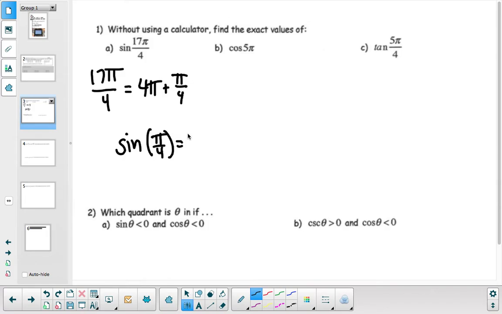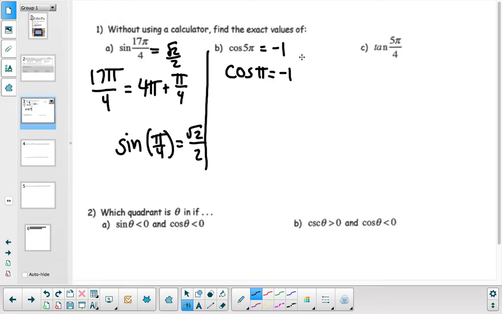We know sine of pi over 4. We're well versed in this one so far. So this is root 2 over 2. Okay, same thing for this one. I'm going to take out full groups of 2 pi. I can take 2 pi out twice here. So cosine of 5 pi should have the same value as cosine of pi. Cosine of pi is -1, and cosine of 5 pi is also -1.